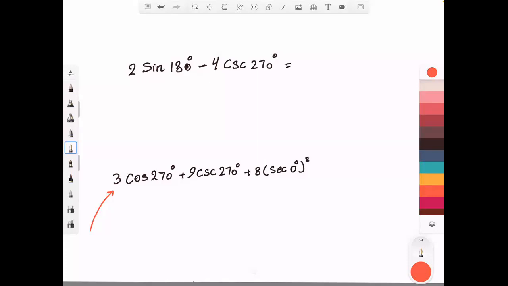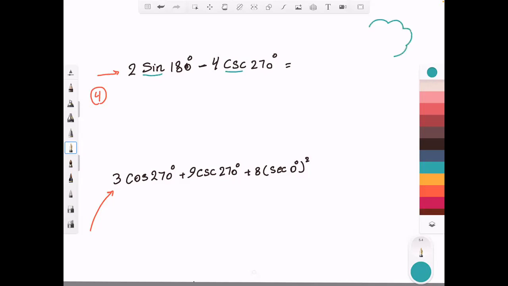So who solved number one? Who solved this one? I got 4. So somebody got 4. Anybody else? I got the same thing. Okay. Anybody else? So it's 4, should we go with 4? All right, so we're dealing with sine and cosecant.